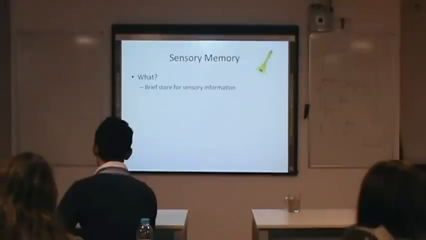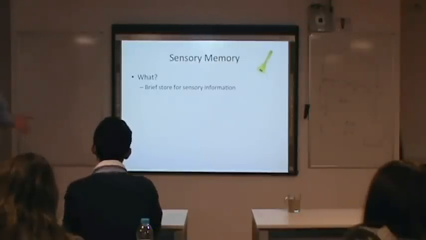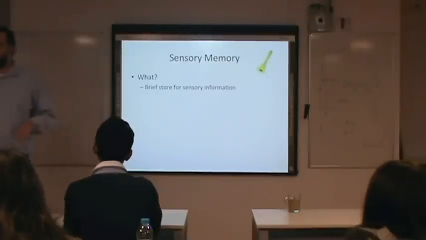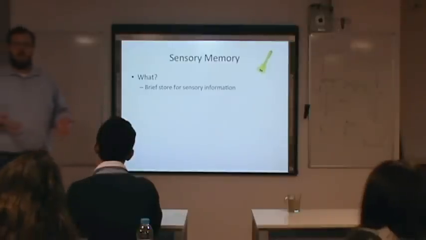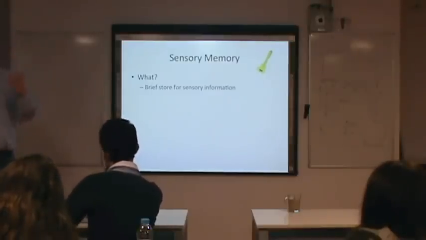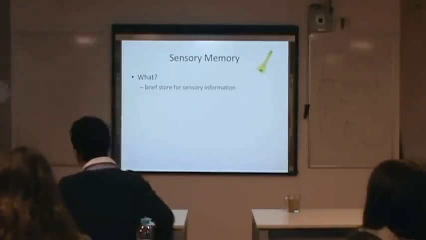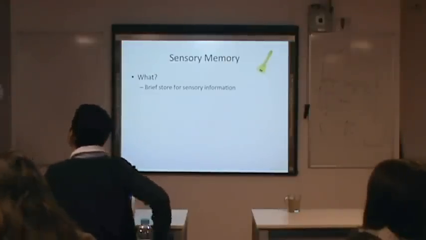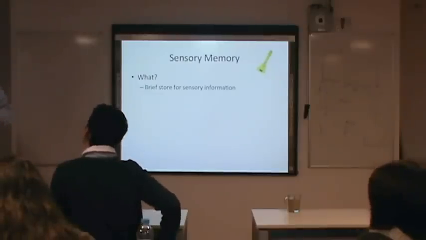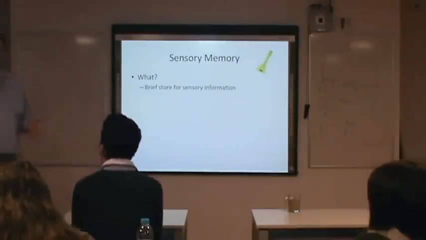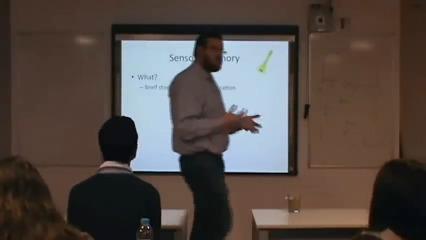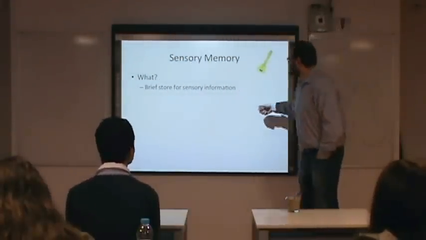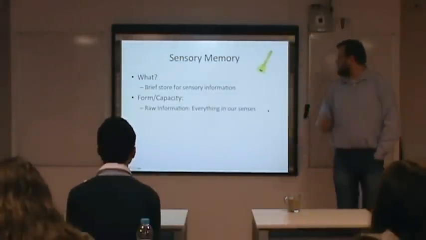What is sensory information? It's about our senses, sight, hearing. Yeah, the sensory information is everything that we see. You said hearing, everything that we hear. What else would we have sensory memories for? Touch, things that we feel. What else? Smells, tastes. Yeah, we have sensory memories for all of these things. It's a brief store for sensory information.